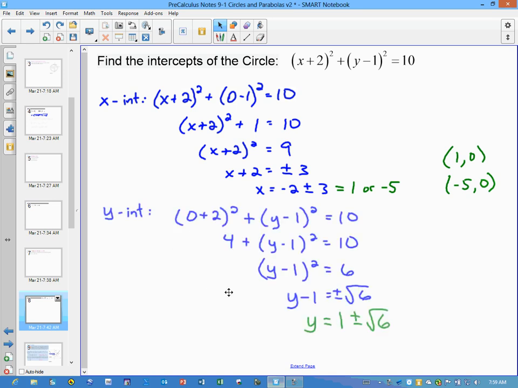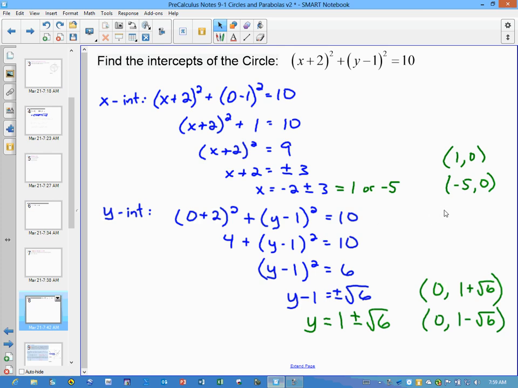And likewise, if we look at the y-intercepts, this time my x value is 0. 2 squared is 4. Bring it over, makes it negative. Apply it to the 10 to get 6. And now I can take the square root of both sides, which gives me plus or minus square root of 6. Bring the 1 over, and you have 1 plus or minus square root of 6. Those would be the two different y values for my points. So since the x value is 0, these are going to be my y-intercepts. (0, 1 plus root 6) and (0, 1 minus root 6).